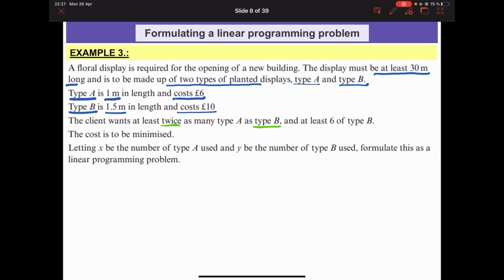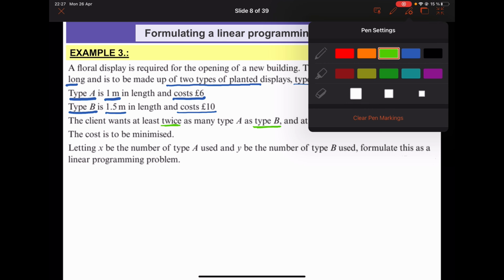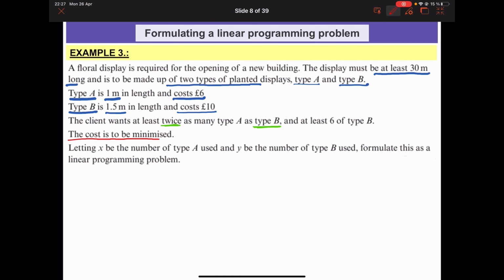Okay? And then at least 6, okay, that's fine. Now, the cost is to be minimized, so this part will be also important. This is your objective function. And now defining the variables. Again, they tell you, not always, but as you can see, they tell you here. So x is the number of type A, and y is the number of type B displays. So those are my variables.